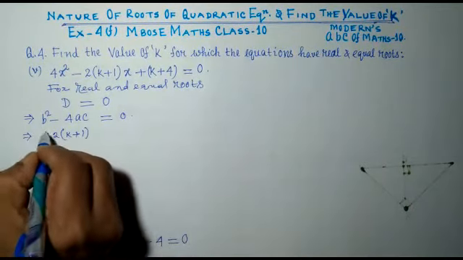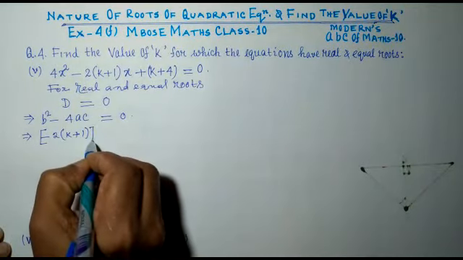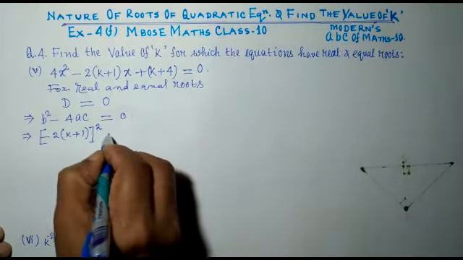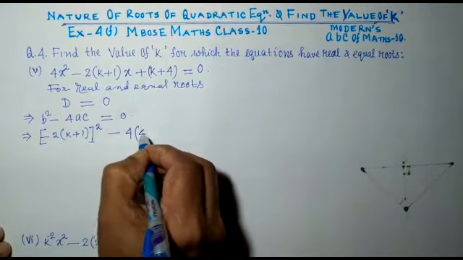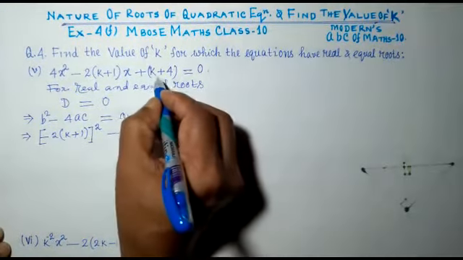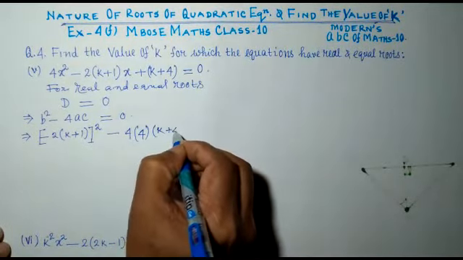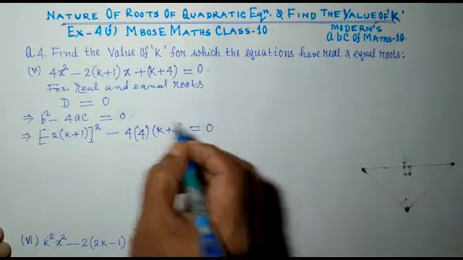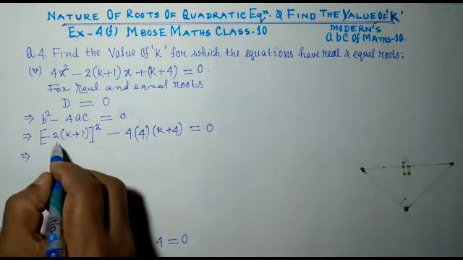So let's see here, b square, b is minus 2 into k plus 1, the coefficient of x. So b square will be minus 2 into k plus 1, then whole square with this third bracket. Then minus 4a, a is 4, coefficient of x square, and c is constant which has no x. Look here, k plus 4. This is our c, is equal to 0.